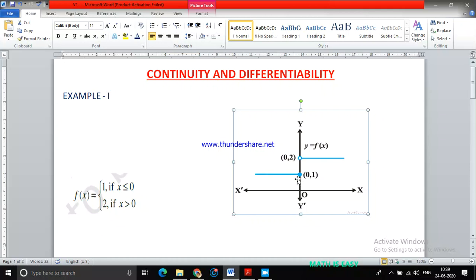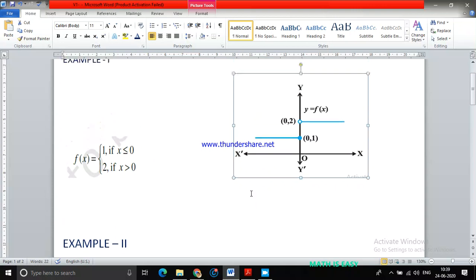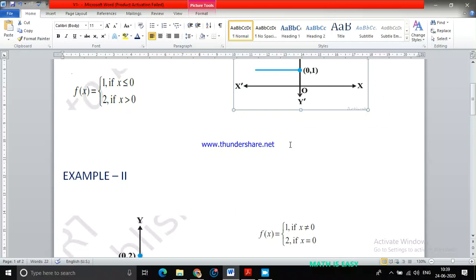The graph of the function is not continuous. It will go till 1 here. After 0, the graph is shifting to 2. There is a break in the graph. So I can say this function is discontinuous. Okay. According to this, what I can say is, if there is a gap or break in the graph of the function, then it will be a discontinuous function.